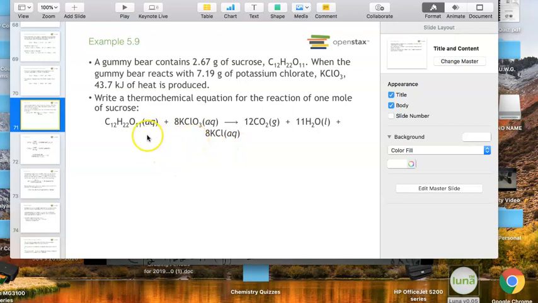They give us a balanced equation for the reaction between sucrose and potassium chlorate. But the problem is, it's 1 mole of sucrose to 8 moles of potassium chlorate, and we're given certain masses that probably aren't exactly 1 mole of sucrose and 8 moles of potassium chlorate. So what we have to do first is figure out how many moles we have.